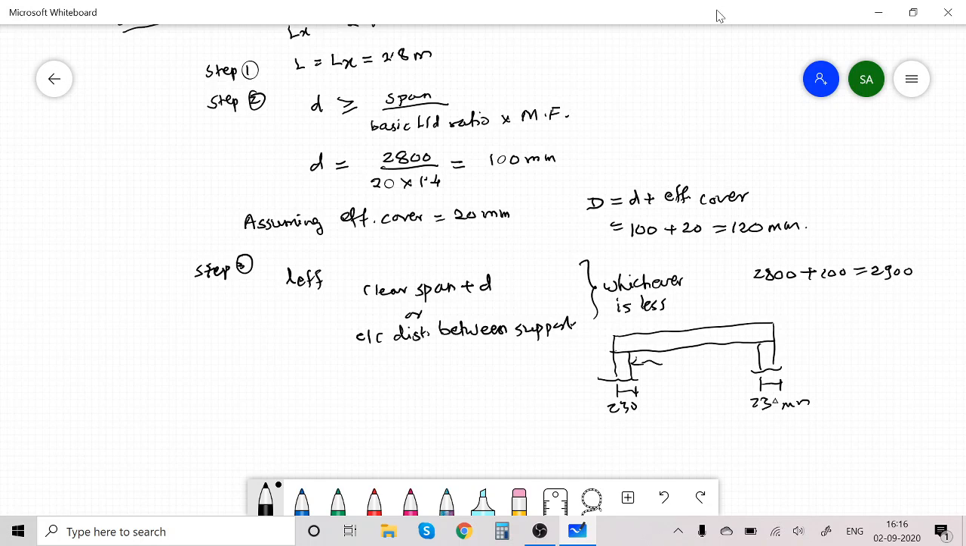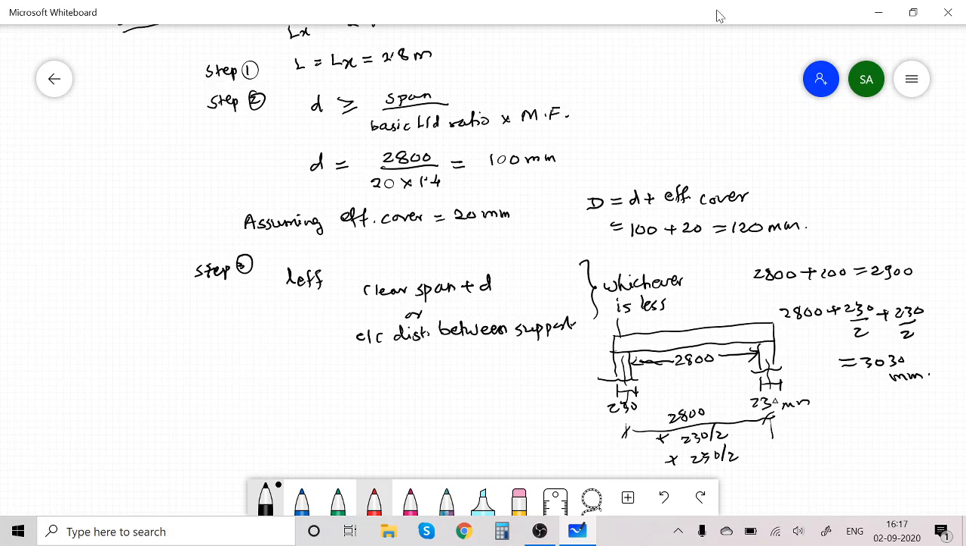This is given as 2800 clear span, and now the center to center distance between the support is 2800 plus 230 by 2 on one side plus 230 by 2. We are taking center to center, so 230 by 2 on both the sides. So it is 2800 plus 230 by 2 plus 230 by 2. So this is 3030 mm.